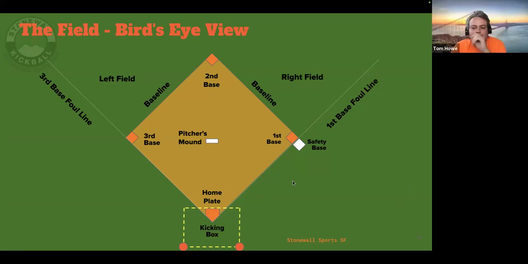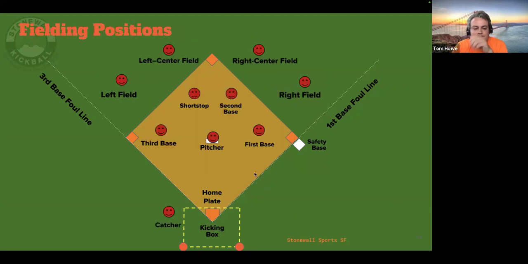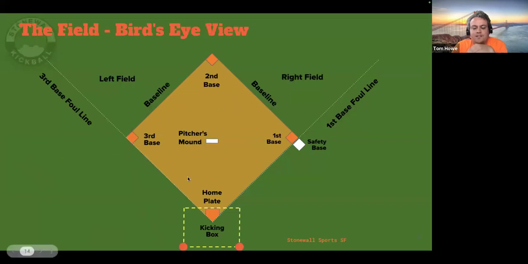Okay, perfect. So we are going to move into the fielding positions and how they relate to this field. So as far as the fielders are concerned, Russell asks really quickly before we get to that point. Let's go back one screen. Russell asks, why are the bases orange?